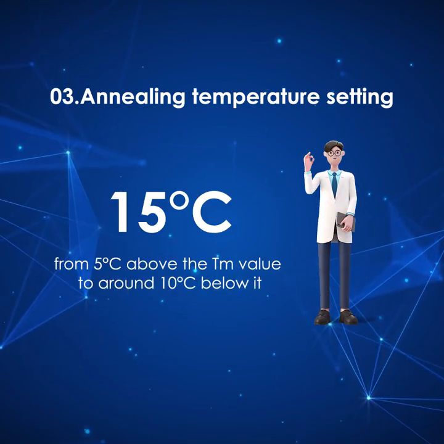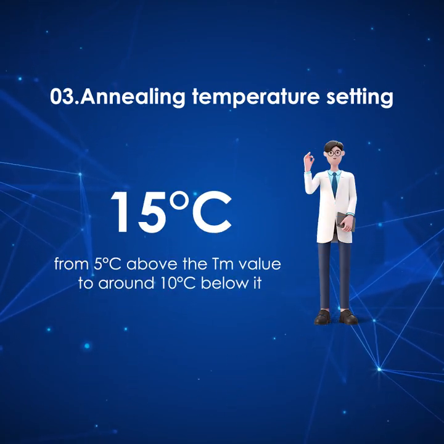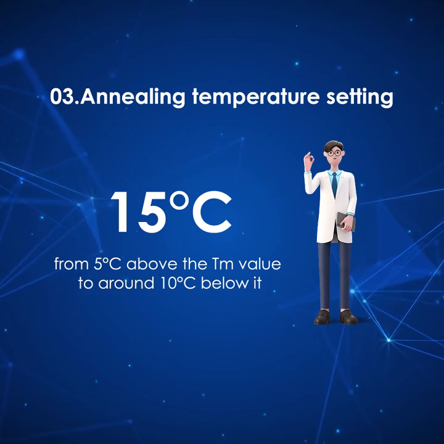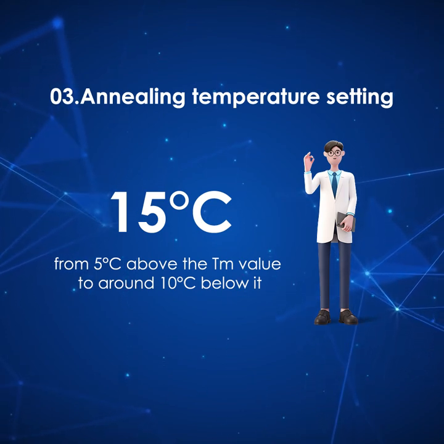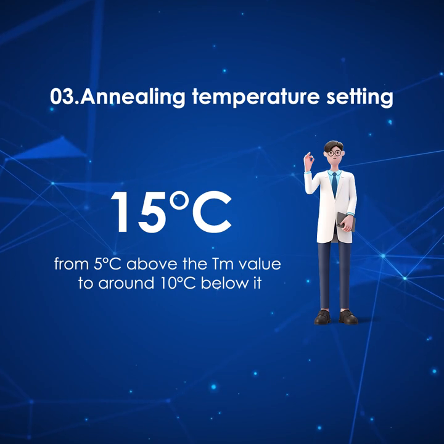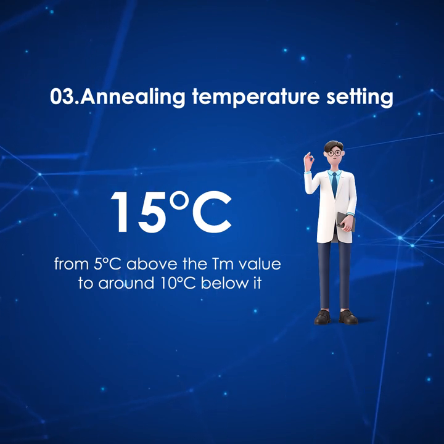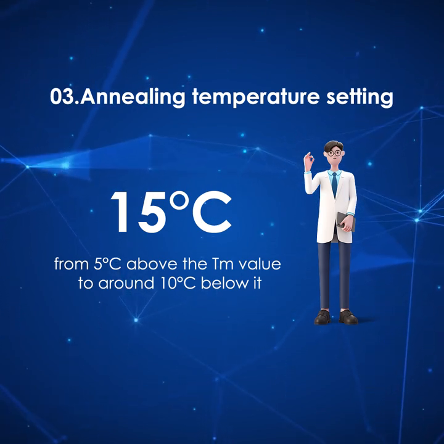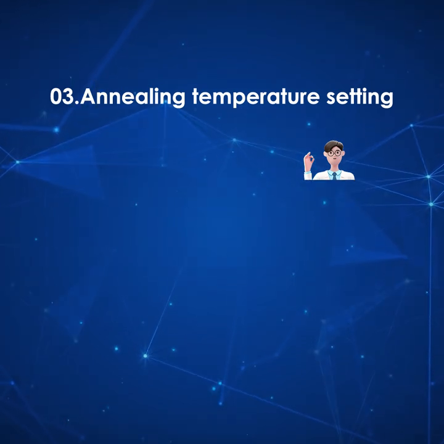Typically, the annealing temperature range for touchdown PCR can be up to 15 degrees Celsius, from 5 degrees Celsius above the TM value to around 10 degrees Celsius below it. Cycle 1 to 2 times at each temperature, then cycle 10 times at the lower annealing temperature.